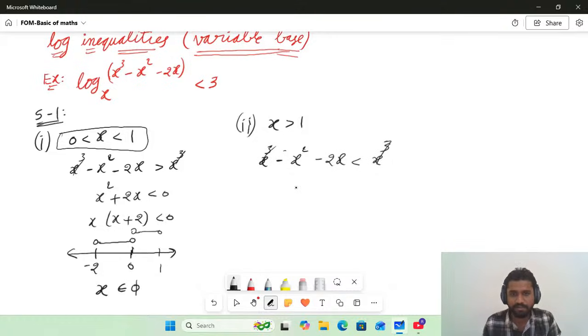So if you multiply this inequality with minus, x of x minus 2 will be greater than 0. So x of x minus 2 greater than 0, what is the interval you'll get here? Minus 2 and 0. Sorry, one minute.